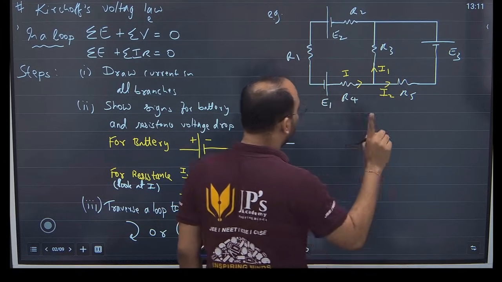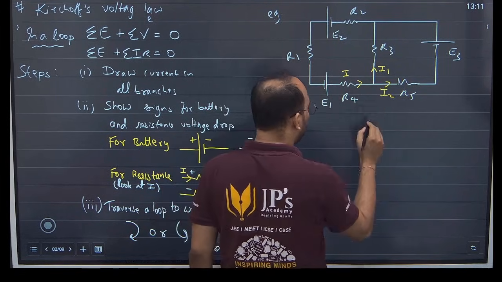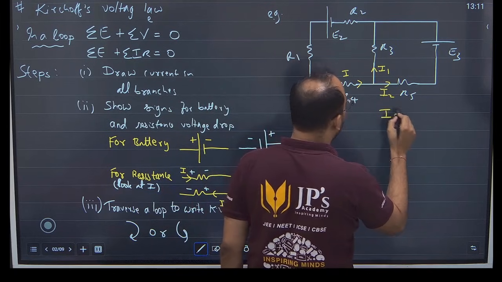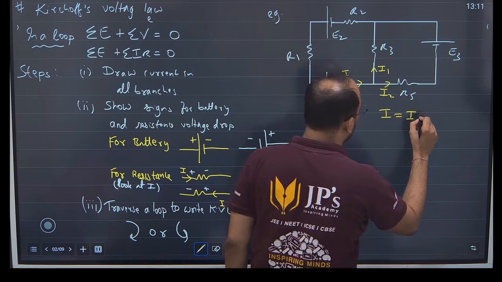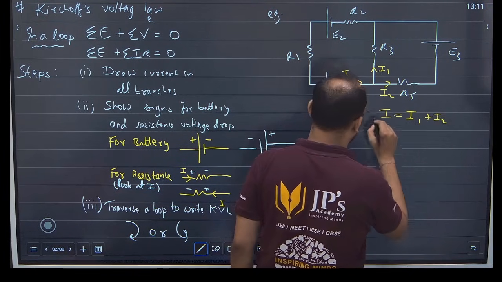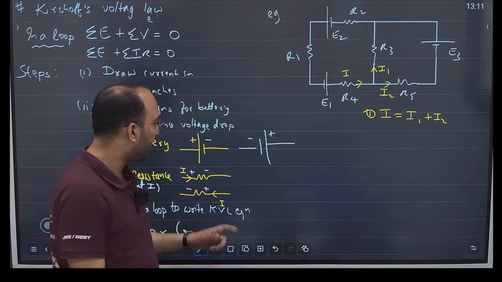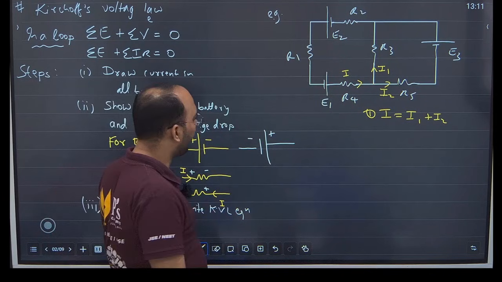The first thing I can write is from the KCL equation. Look at this junction carefully. We can say that I, the incoming one, should be equal to I1 plus I2. My first equation is done. This is my KCL equation, and the current I have assumed, because it was not given in the circuit.